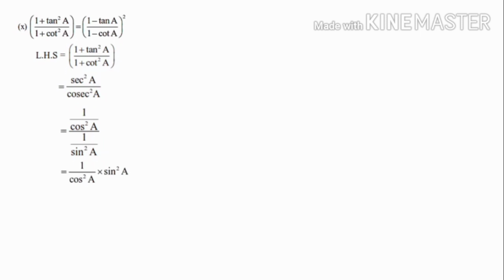Then normal calculation, that is 1 by cos² A, and this division we have to change into multiplication, then take the reciprocal of the denominator. 1 by sin² A reciprocal is sin² A by 1. Sin² A by 1 is sin² A itself. So 1 into sin² A by cos² A, simply sin² A by cos² A. Sin by cos is tan, so sin² A by cos² A is tan² A. So the left hand side simplification is over. More than this it's not possible, so we will stop the left hand side simplification here.